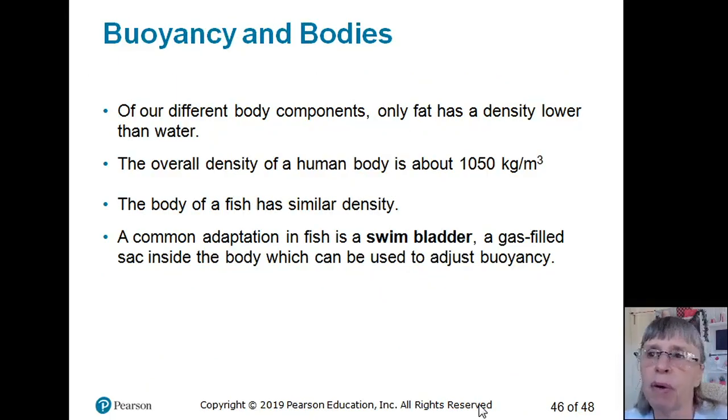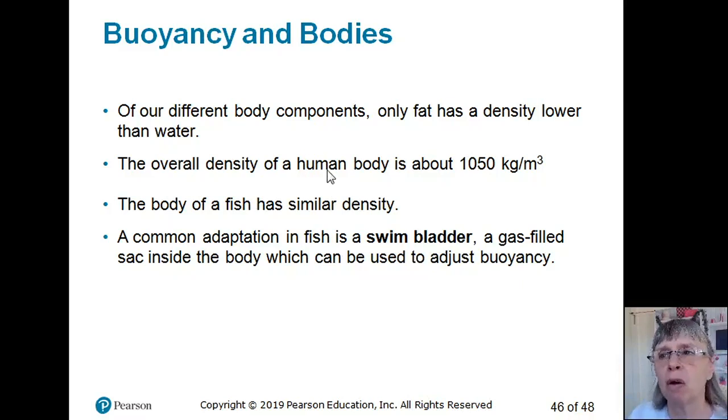So we also know that our bodies are made of bones. Bones are pretty dense. Fat floats. We've always heard that. The overall density of the human body is about 1050. And yeah, if you're an experienced swimmer and you blow all of the air out of your lungs, you can sink to the bottom of the pool. If you take a nice big deep breath, you can float pretty easily.